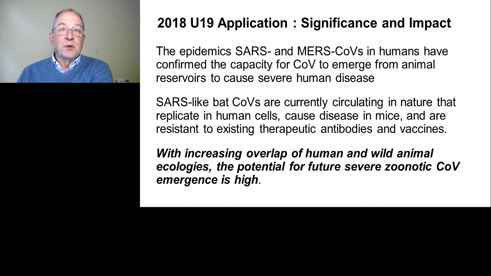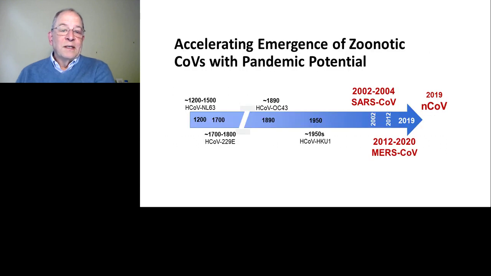And then finally, with increasing overlap of human and wild animal ecologies, the potential for future zoonotic coronavirus emergences is high. And this is actually the basis for why we have the research funding that we have to study these, and why we've been looking at this issue for the last multiple years. This issue of the accelerating emergence of zoonotic coronaviruses.